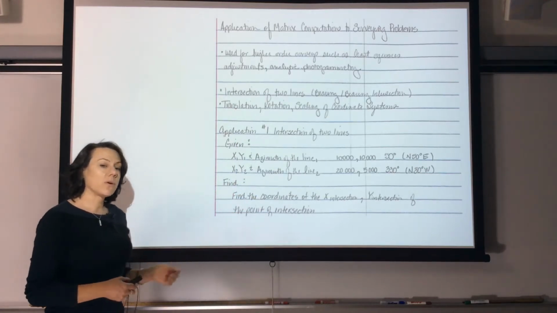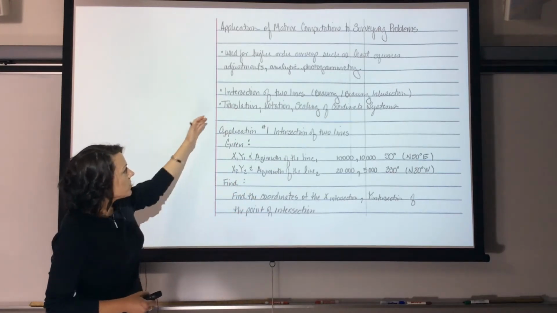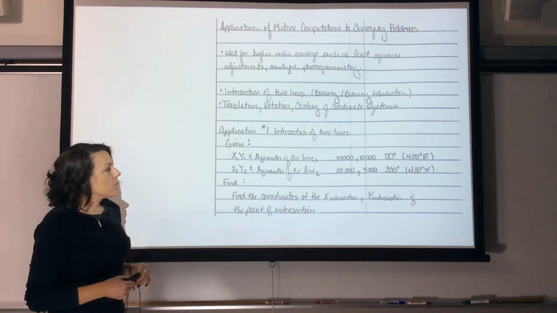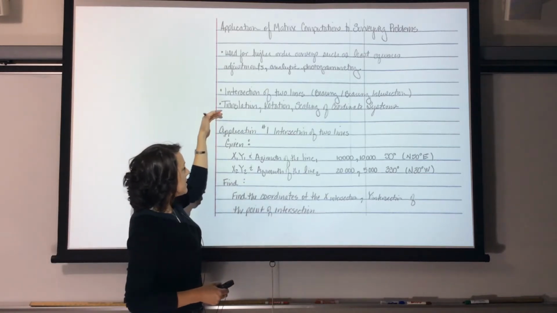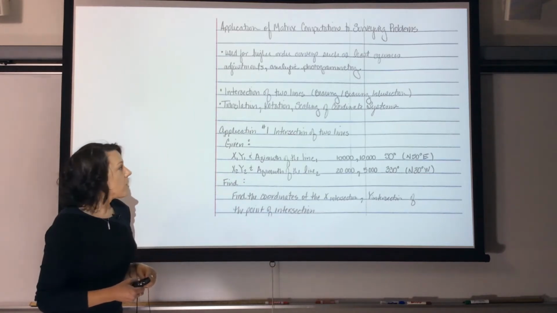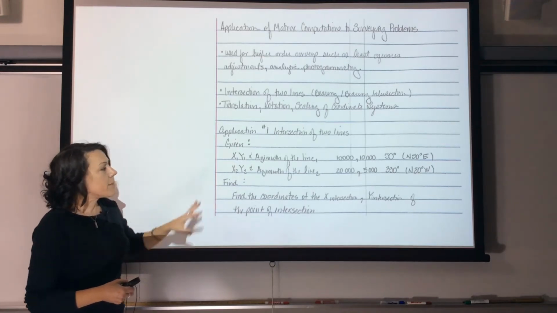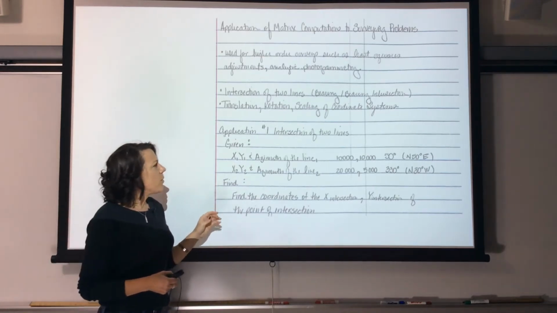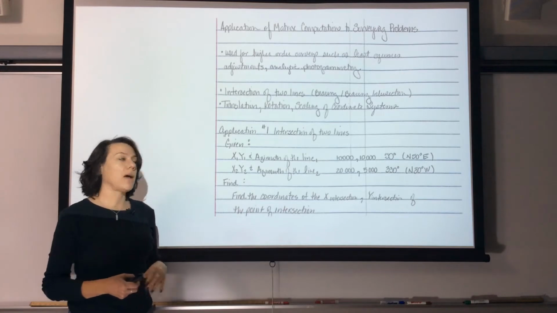So this kind of goes back to our coordinate geometry. It's also using translation, rotation, scaling, and coordinate systems we might use matrices on. So the first application example that I want to show you is the intersection of two lines.